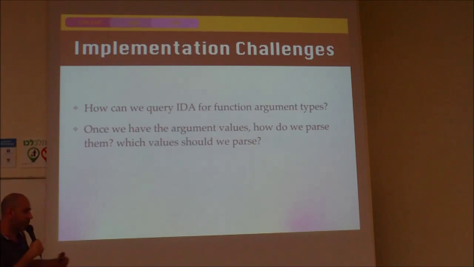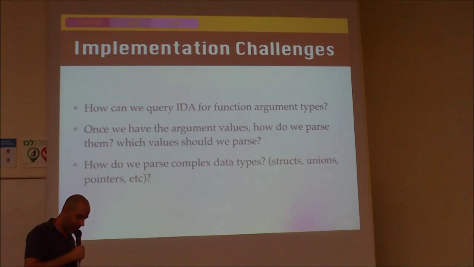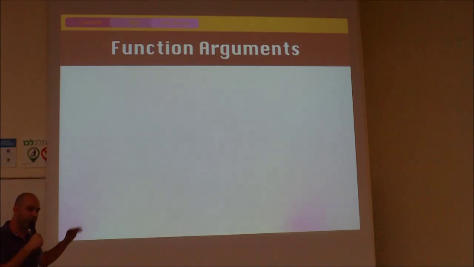And the other thing is, once we get those values, how do we parse them? And what values should we parse? How do we deal with that? And another thing is, now that we have the values, how do we deal with complex types? If it's a string, that will be trivial, because we can just look at it as a string. But if it's a struct, what do we do, right? So that's another question, and I'll try to address them one by one very quickly.